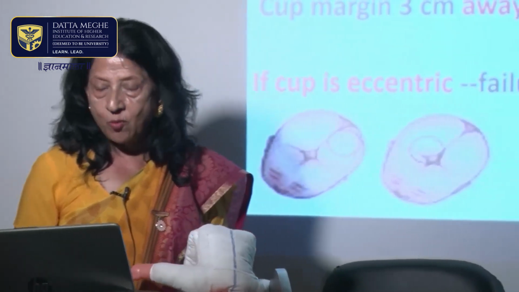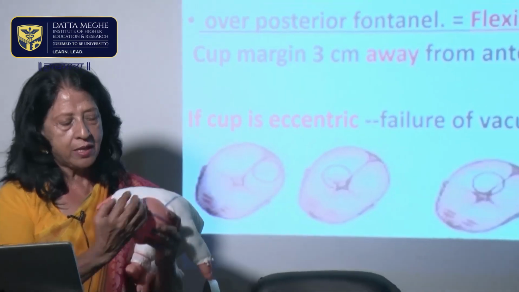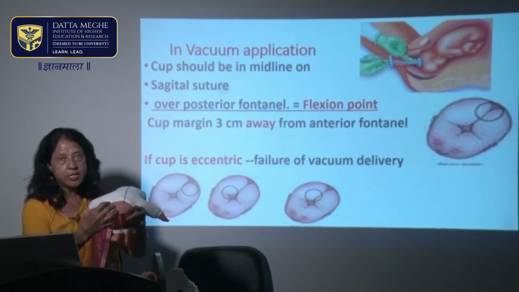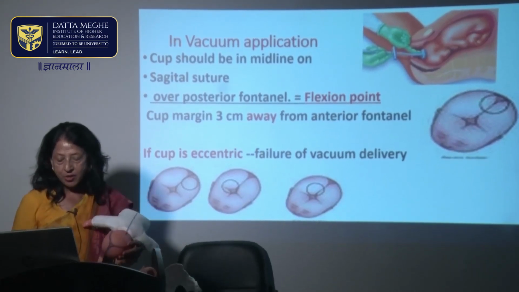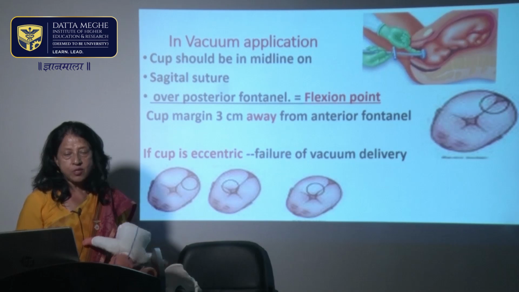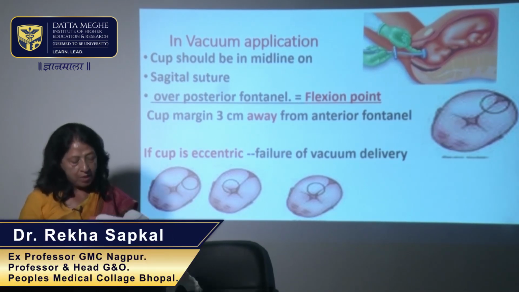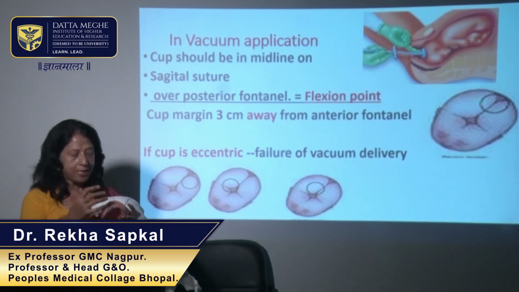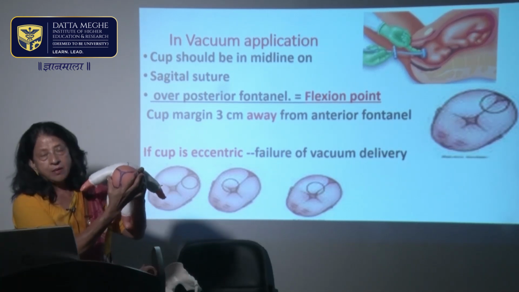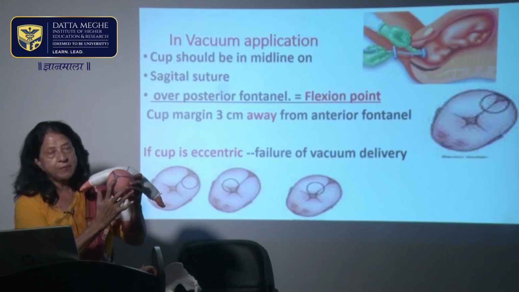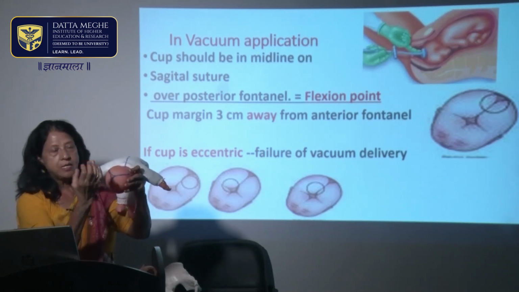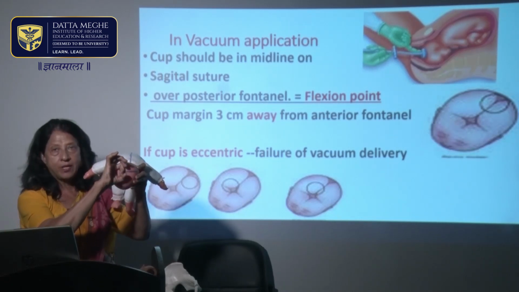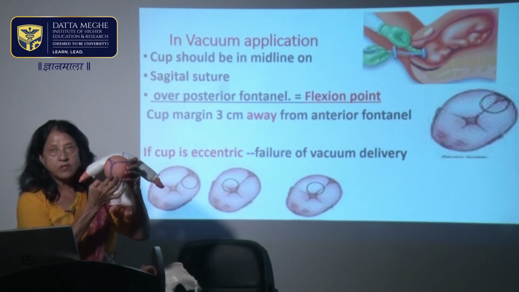When I apply the vacuum, it is a type of instrumental delivery where a cup of the vacuum is applied at the posterior fontanelle and traction is given to the head in the second stage of labor. So, this is known as vacuum application. There are certain criteria for vacuum application: how to apply the cup, where to apply the cup. Suppose this is the full dilatation of the cervix and I can make out the sagittal suture and posterior fontanelle. Suppose I am applying the cup here, where should the cup go? Normally it should go over the posterior fontanelle. This is the sagittal suture which is in the midline.